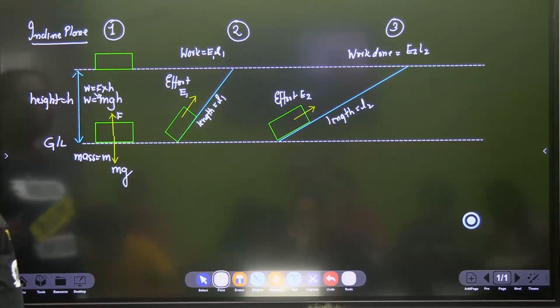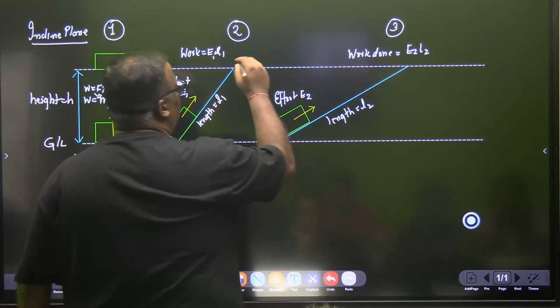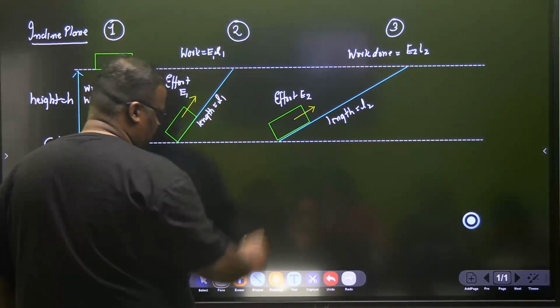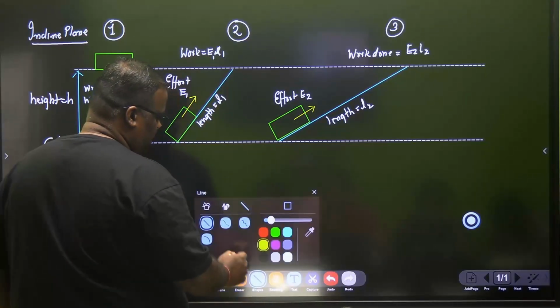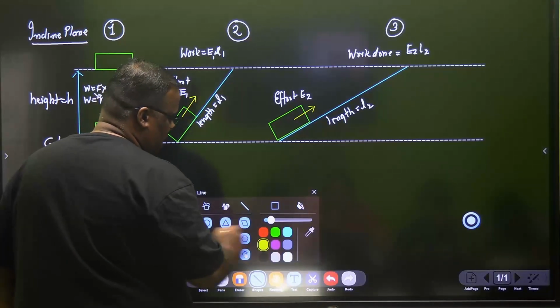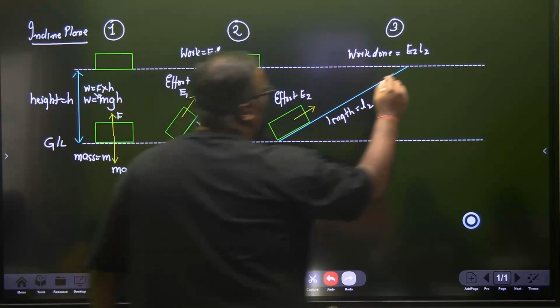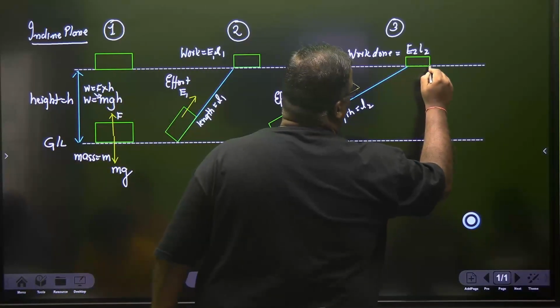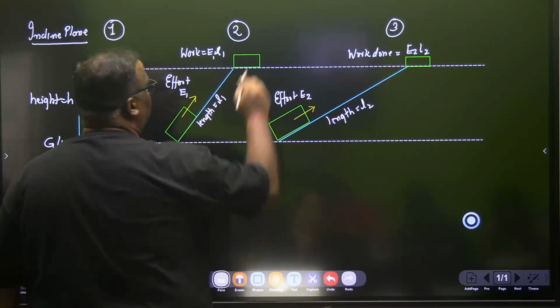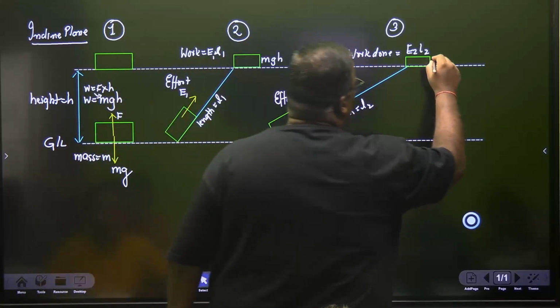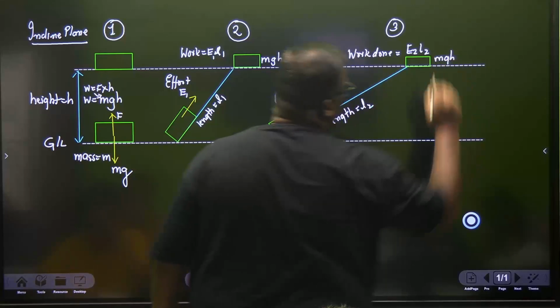So let's see what the energy is once the box comes here. In all 3 cases, the box will be coming up to this place. The box will be ultimately stacked up here. So don't you think the energy that the box has here is again mgh? Here also the energy is equal to mgh.